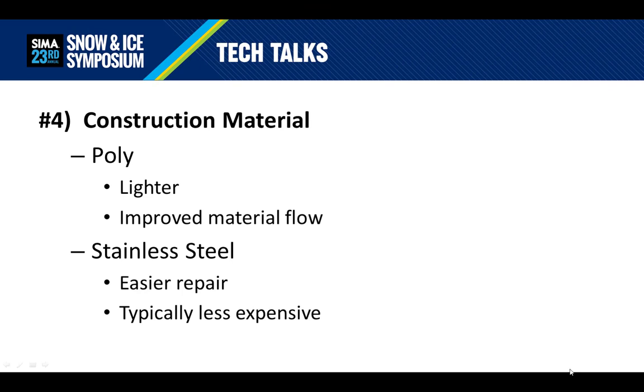And now for the final decision. What type of material is the spreader constructed from? This one isn't too difficult since there's really only two out there today, poly or stainless steel. One main advantage to poly is the weight. Since they're lighter, they allow for more material to be transported. The other main advantage is material flow for two reasons. One, poly is more slippery than stainless steel, and the second reason is because it can be molded with complex geometry that feeds the delivery system better.